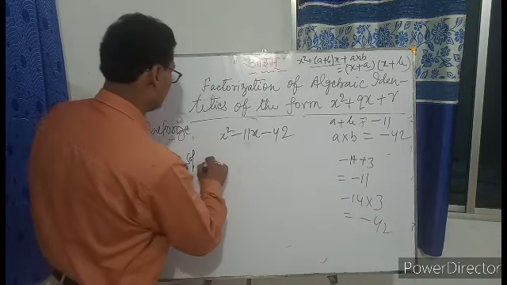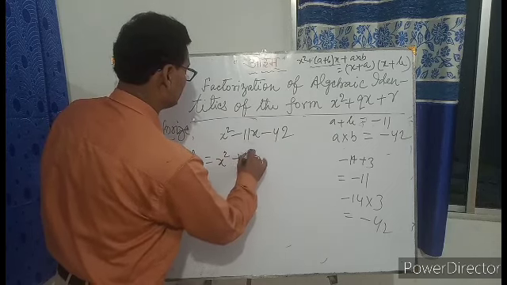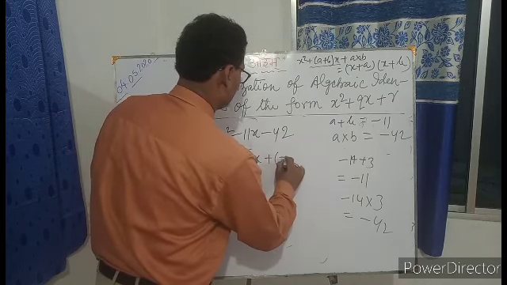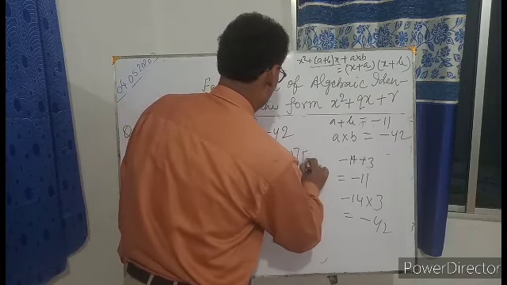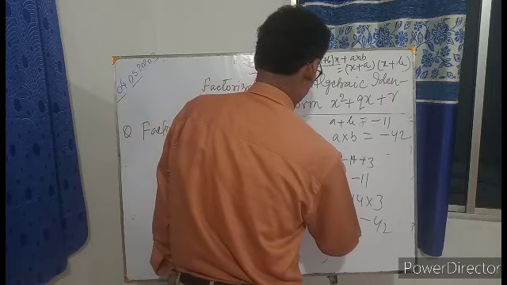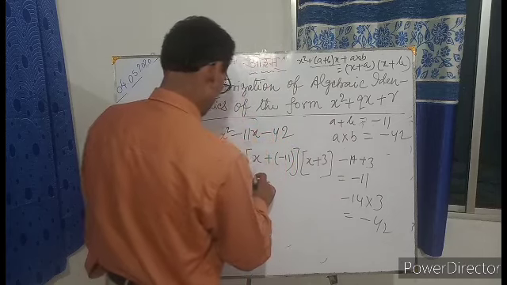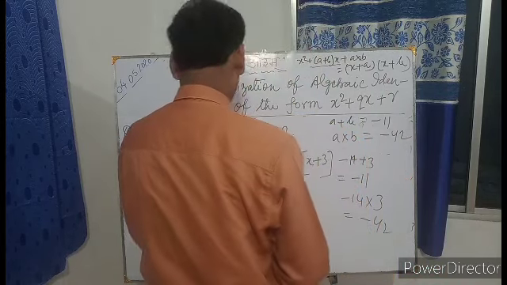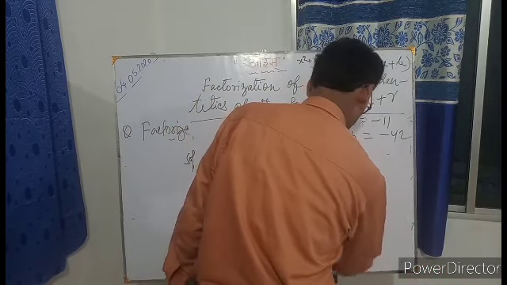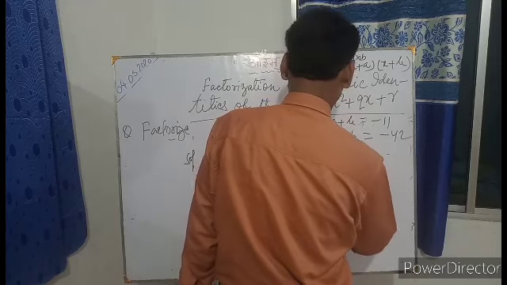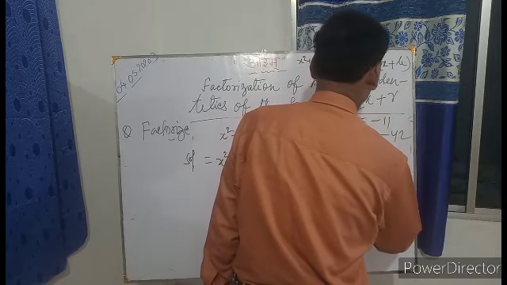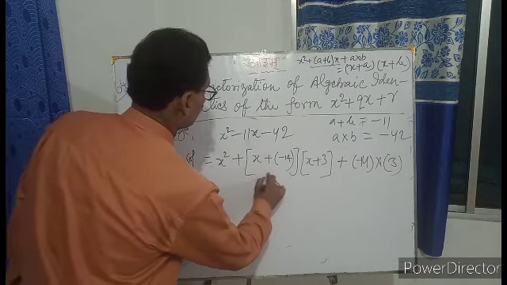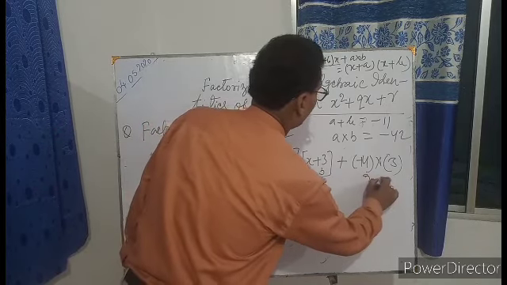So we have got the factors, and we will write like this: x square, plus minus 11 into x, and plus a into b, where a is equal to minus 14, into 3. So now it is on the pattern x plus a, x plus b.